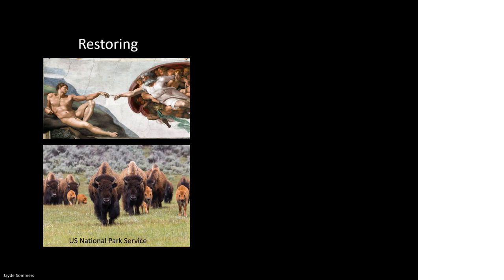Okay, so that's getting it back to the way it was. In a natural sense, restoring can be putting bison back on the landscape in the North American wilderness area to bring it back and establish it the way it was. Okay. Next slide, please.